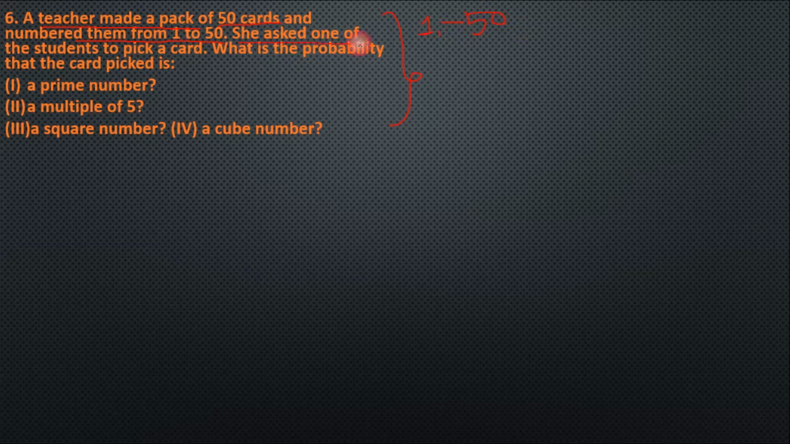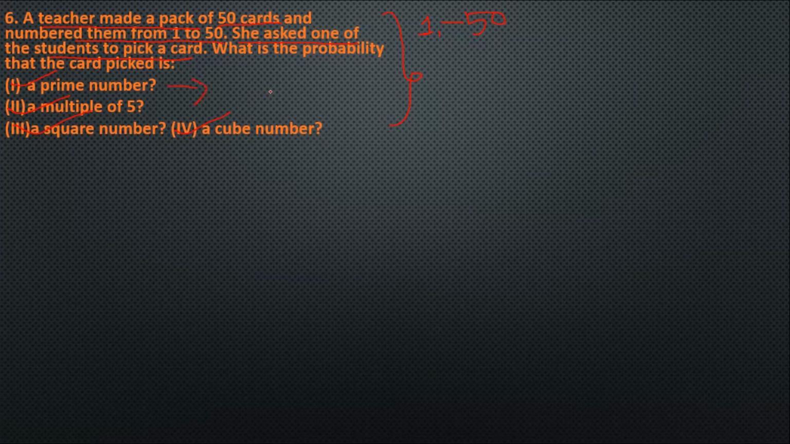Done. She asked one of the students to pick a card. So how many cards are picked at a time? Only one card. We have to find the probability of picking a prime number, a multiple of 5, a square number and a cube number. That is a card with a prime number, a card with a multiple of 5, a card with a square number and a card with a cube number.